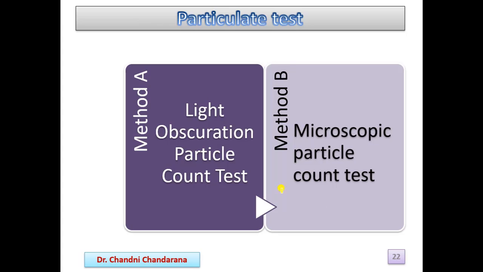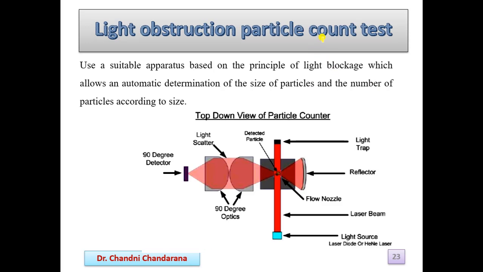Now we will see the last, the particulate test. How can we perform the particulate test? There are two methods to count the particles: method A and method B. Method A is the light obstruction particle count test, and method B is the microscopic particle count test. The first is the light obstruction particle count test. Here we use a suitable apparatus based on the principle of light blockage, which allows automatic detection of the size of particles and the number of particles according to size. So here we have to measure two things, the number of particles and the size of particles.